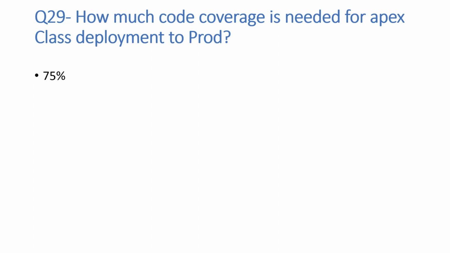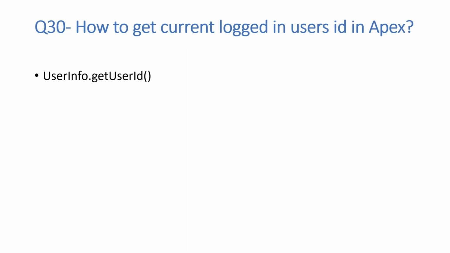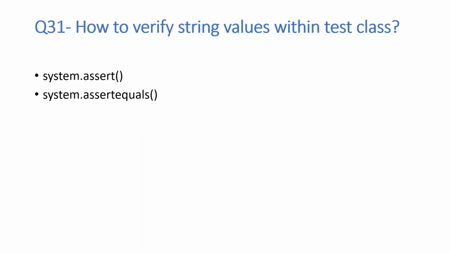Number 29, how much code coverage is needed for Apex class deployment to production? 75% is needed in order to deploy a class to production. How to get the current logged in user ID in Apex? UserInfo.getUserId.